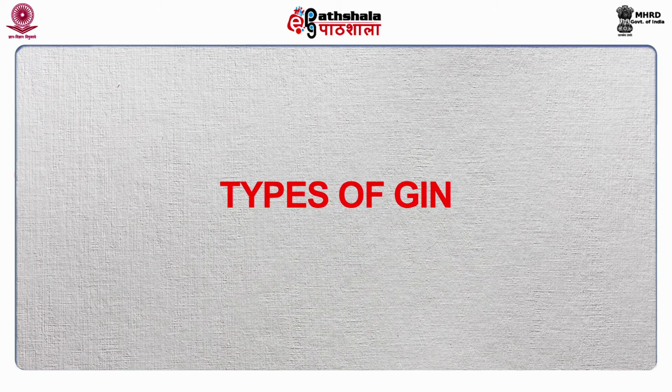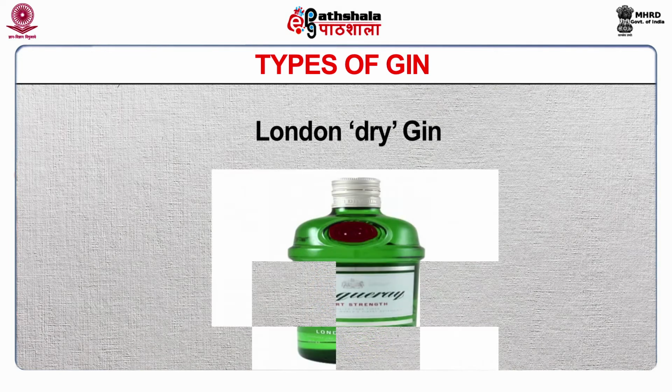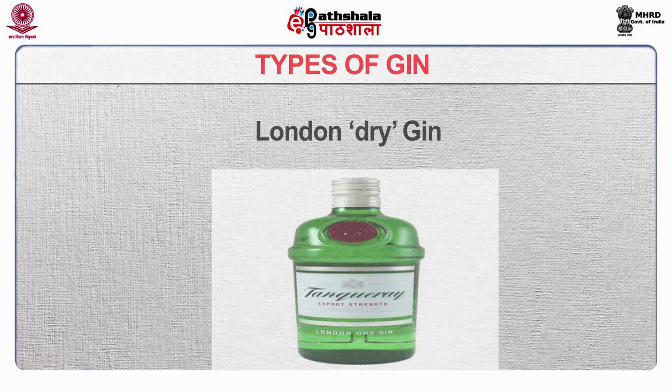Now I will discuss the types of gin. Based on the production method, gin is categorized in two main types. First one, Dutch gin or Holland gin. Second, London dry gin.